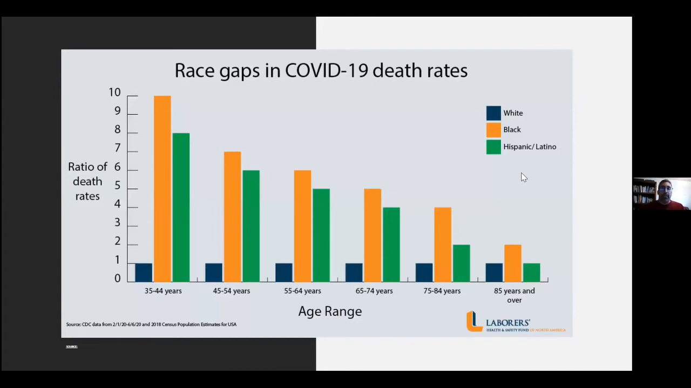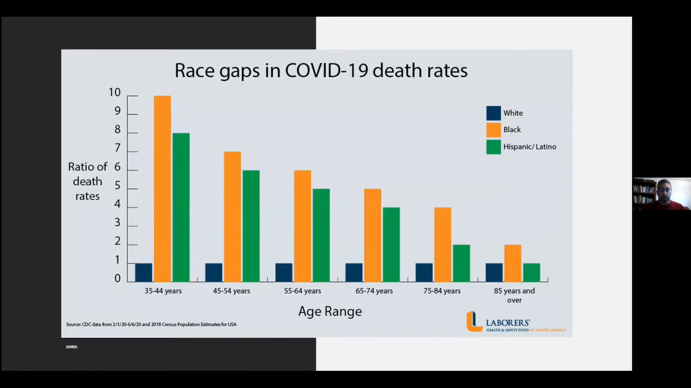Like a lot of diseases, they tend to affect those who are of ethnic minorities, such as Blacks and Hispanics, to a greater extent than those who are Caucasian. COVID-19 is no exception. This slide shows in very stark contrast the tremendous disparities in the death rate based on race, even those who are very young and presumed healthy, as you can see on the far left side of the slide. The very far left of the slide shows the ratio of death rates, and then down below we have the different age groups from 35 to 44 all the way to 85 years and older.